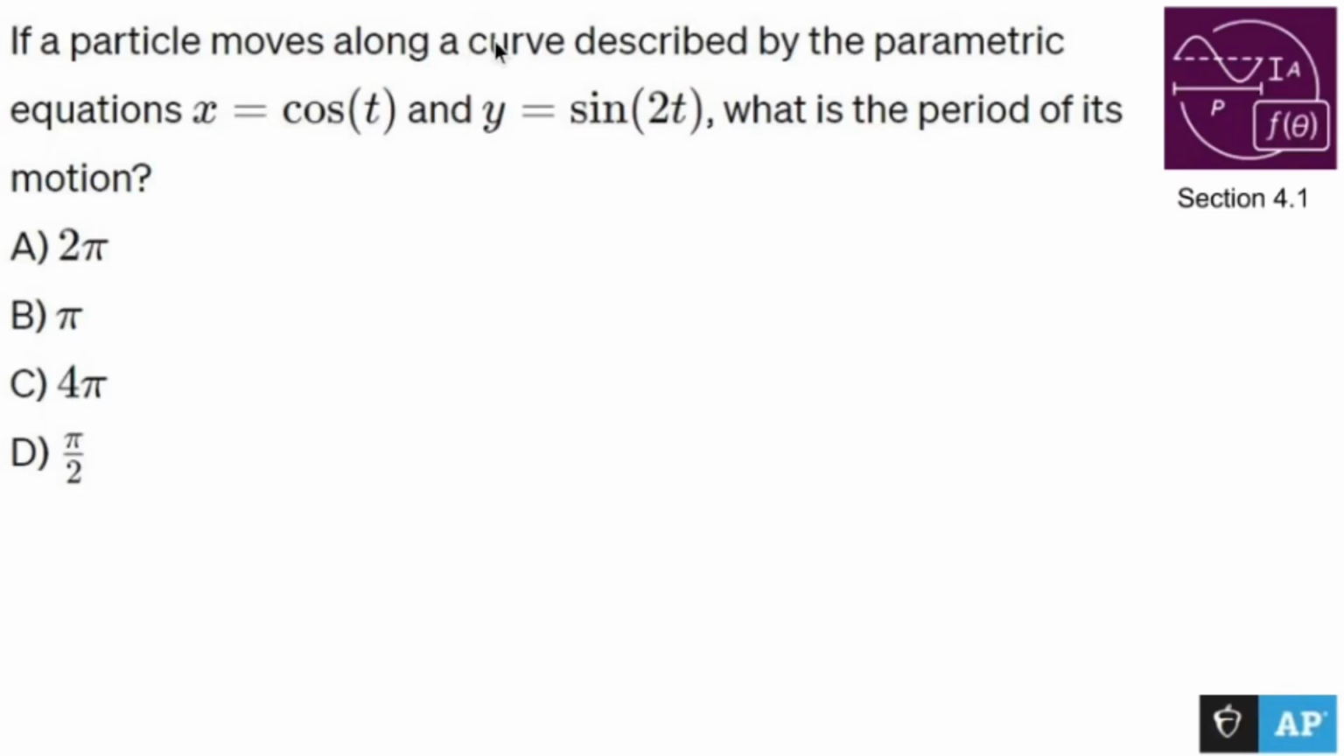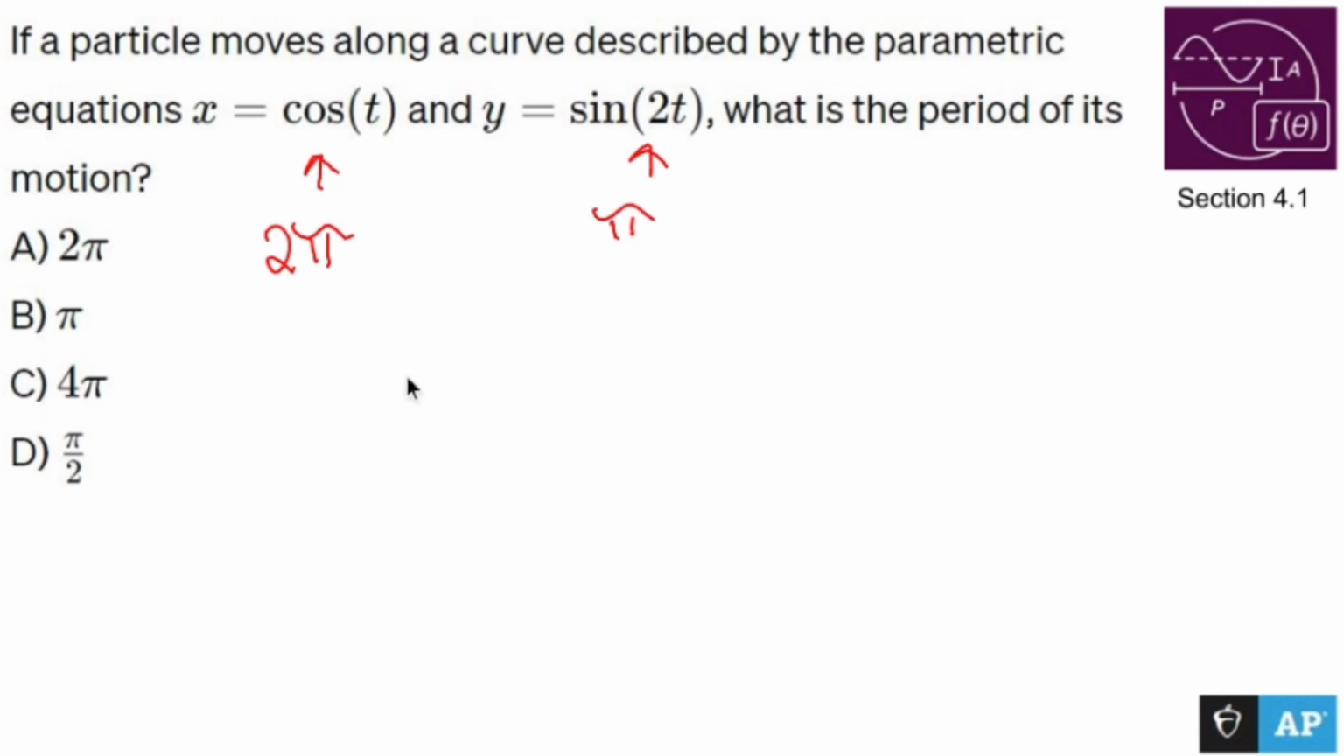If a particle moves along a curve described by the parametric equations x equals cos t and y equals sine 2t, what is the period of its motion? Well, before I go crazy, the period of cos t is 2 pi, and the period of sine 2t is regular pi. So I'm going to have some sort of picture where it takes 2 pi to complete this and pi to complete the other parts.